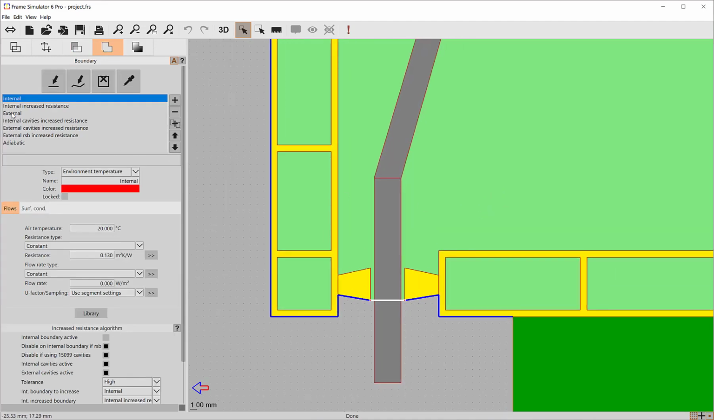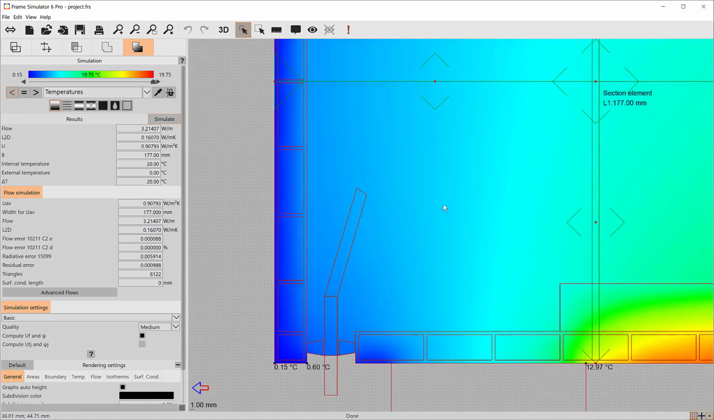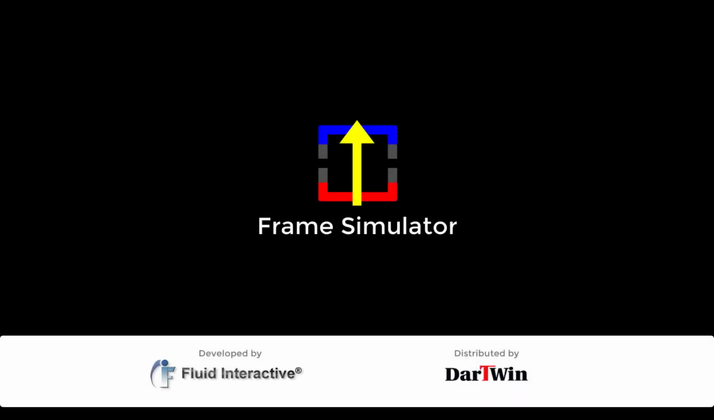Now, Frame Simulator considers the main cavity as an unventilated one. This further reduces U to 0.91 watts per square meter Kelvin.